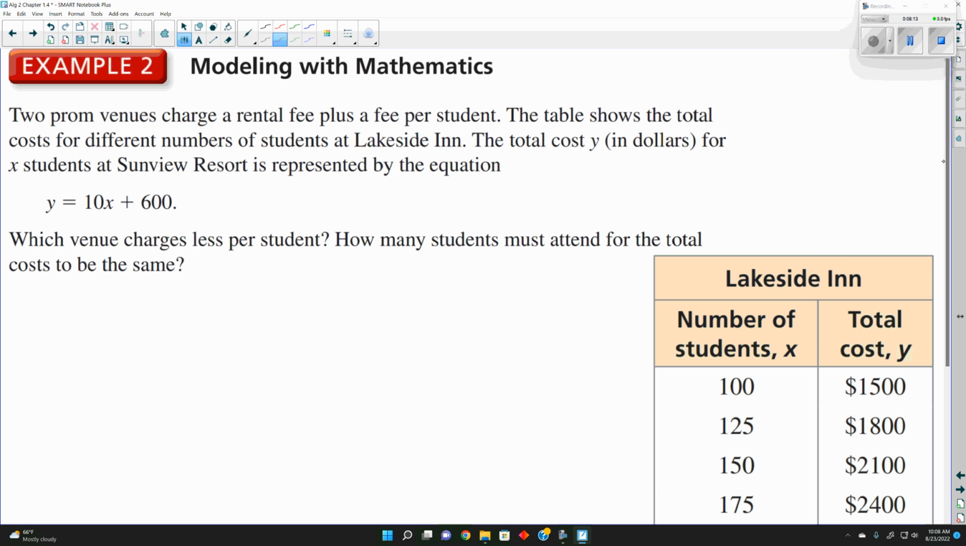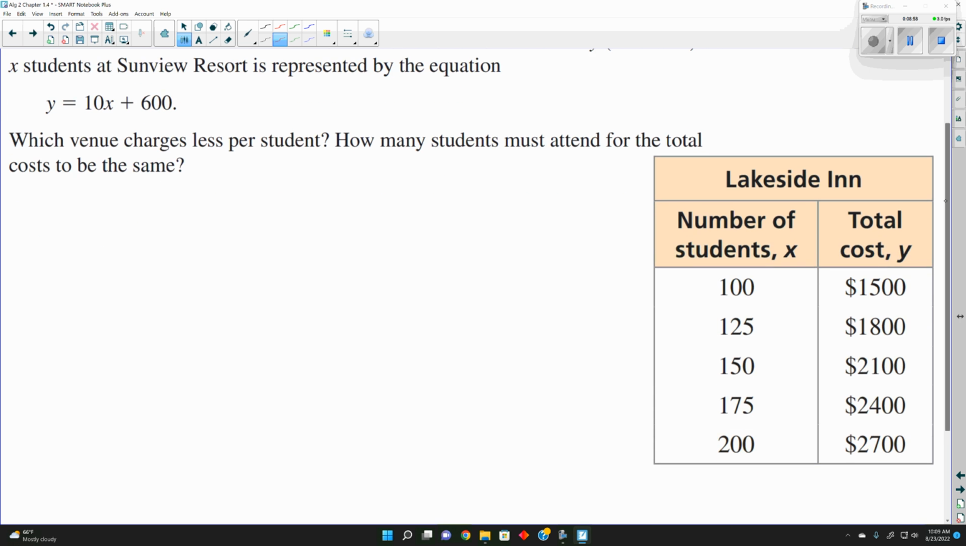So, let's look at this here. This is one of the ones we would consider an application problem, because we're applying it to a real-world situation. Two prom venues charge a rental fee plus a fee per student. The table shows the total cost for different numbers of students at Lakeside Inn. The total cost Y in dollars for X students at Sunview Resort is represented by the equation Y equals 10X plus 600. Which venue charges less per student? How many students must attend for the total cost to be the same?